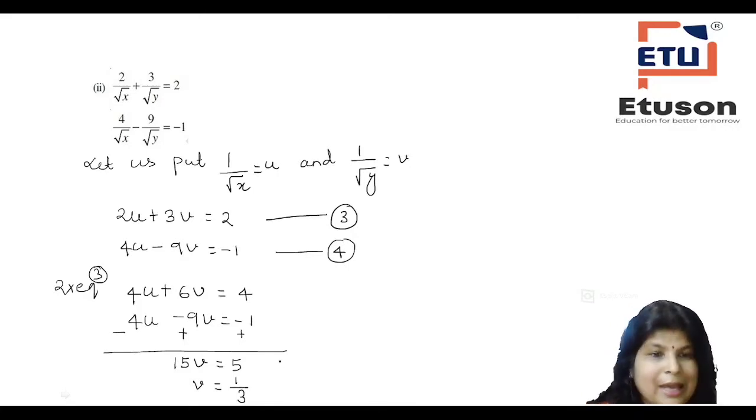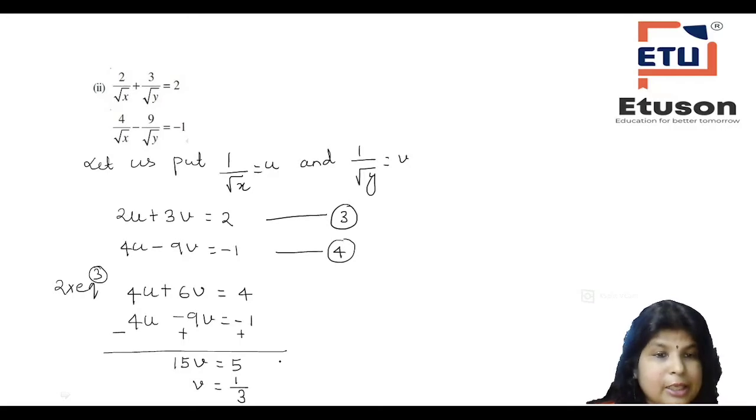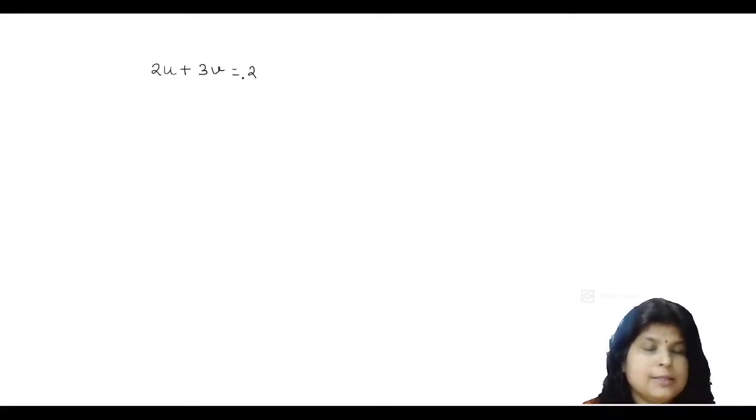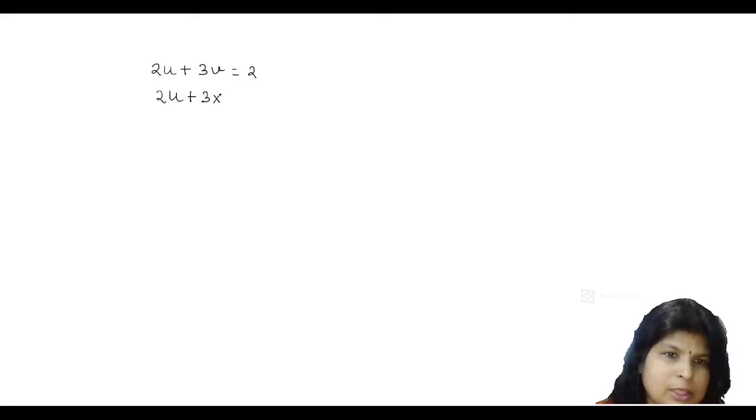Now this value of v, I will put in any of the equations. That means I can put it in equation 3 or equation 4. I'll put it in equation 3, that is 2u plus 3v is equal to 2. So this was our equation 3. Now in place of v, I will put 1 by 3. Correct or not? So 3 into 1 by 3 is equal to 2.